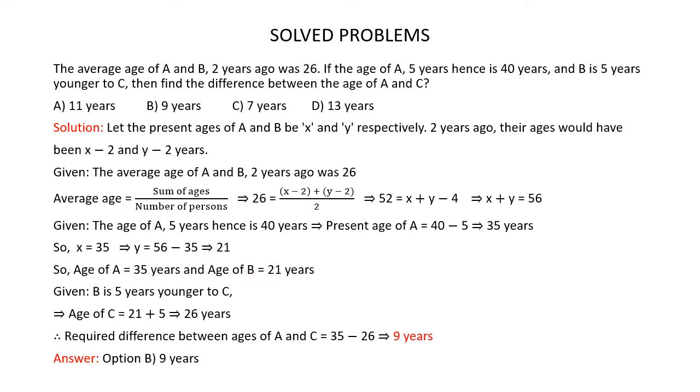It's given that B is 5 years younger to C. So C's age will be 21 plus 5, which is 26 years. Now we are asked to find the difference between the age of A and C. We know that A's age is 35 years and C's age is 26 years. So the required difference between the ages of A and C is 35 minus 26, which is 9 years. So the correct answer is option B, 9 years.